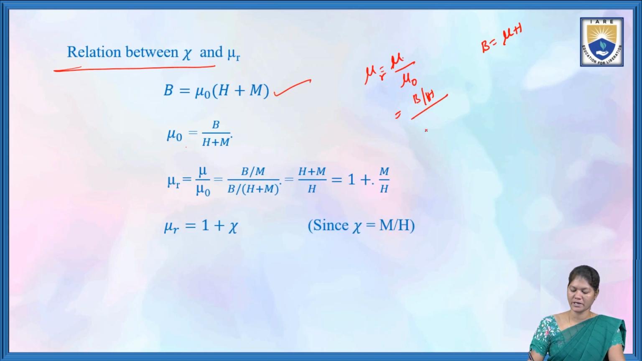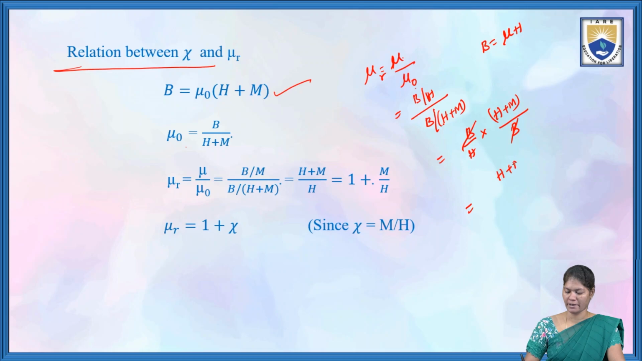Okay. So B by H by B by H plus M. Where mu naught is equal to B by H plus M. So this is equal to B by H into H plus M by B. So cancel. We have H plus M by H. Simplifying this, 1 plus M by H.